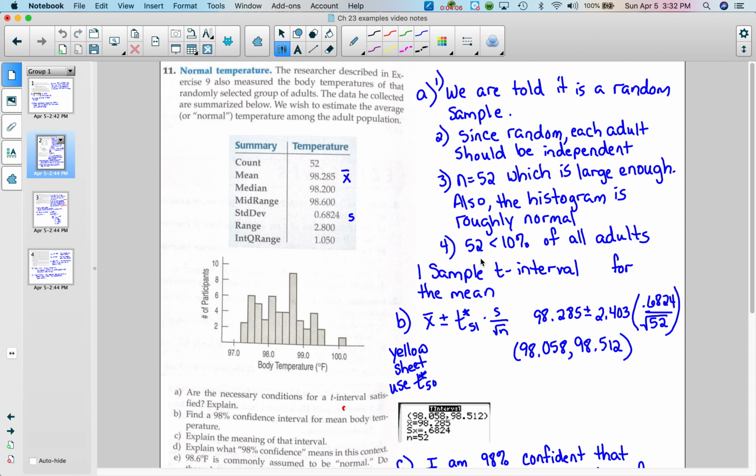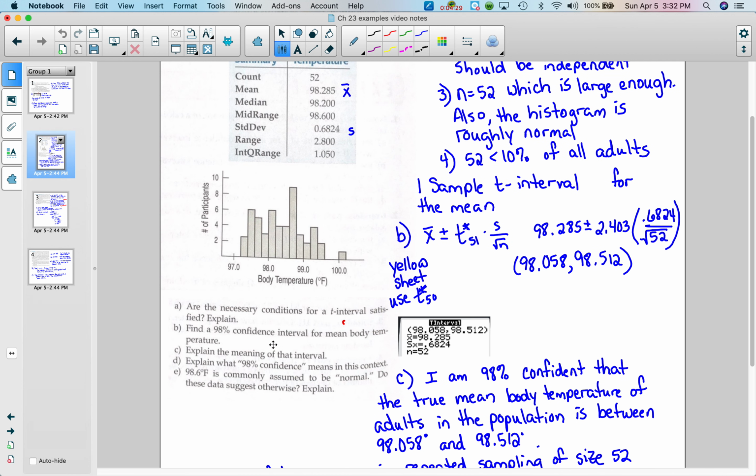We also know that 52 is less than 10% of all adults. Again, I don't know the population it was coming from, but I'm assuming that. Maybe it's all the adult population, but I don't really know that, if it's a particular town or where they drew the sample from. So because the conditions are met, I'm going to do a 1 sample T interval for the mean, because that's what they asked us about.